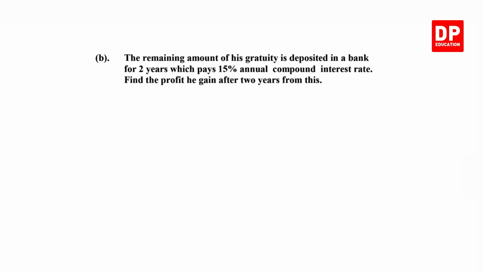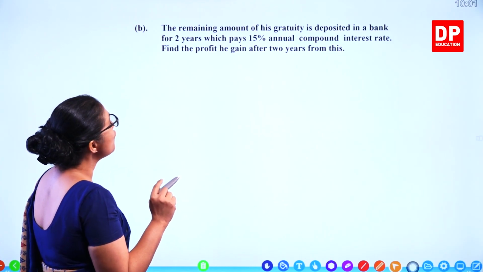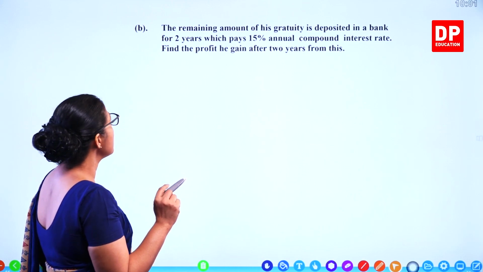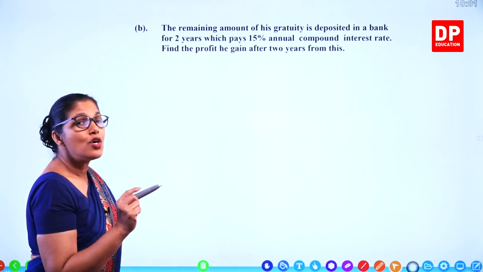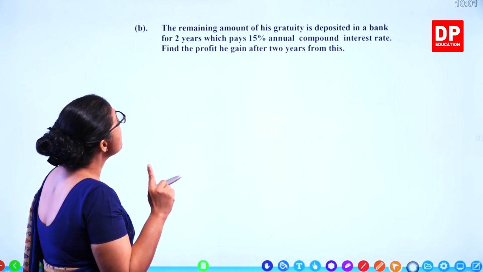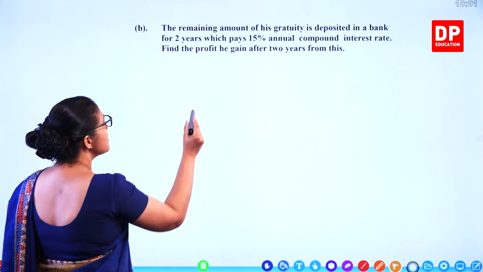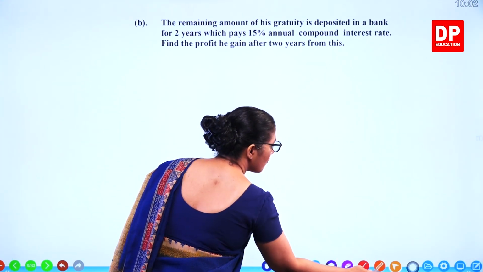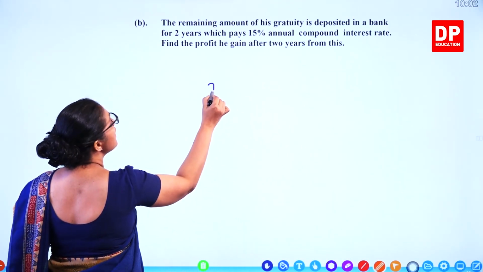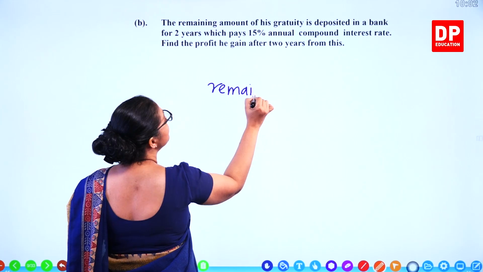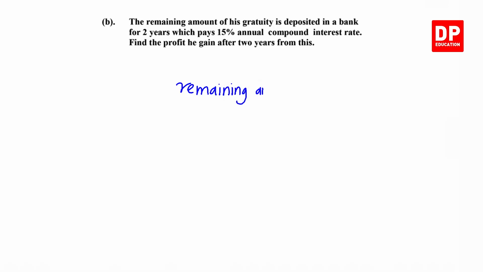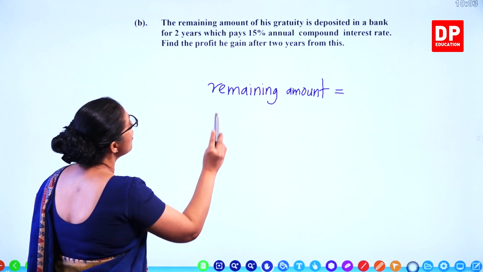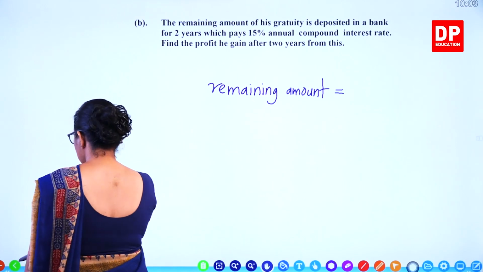Part B, the remaining amount of his gratuity is deposited in a bank for 2 years, which pays 15% annual compound interest rate. Find the profit he gained after 2 years from this. So the remaining amount we have to find. So what's the remaining amount?